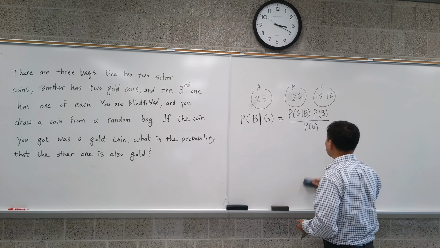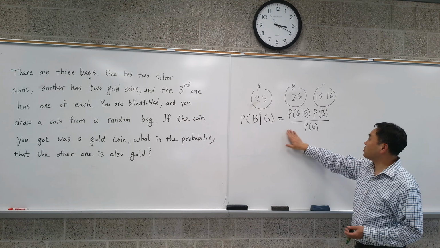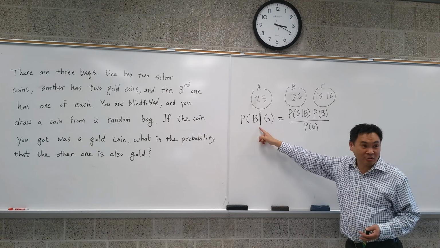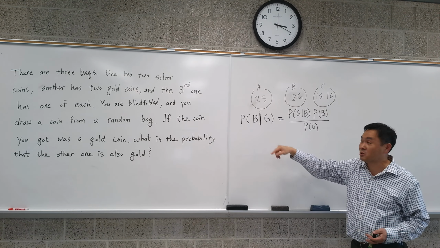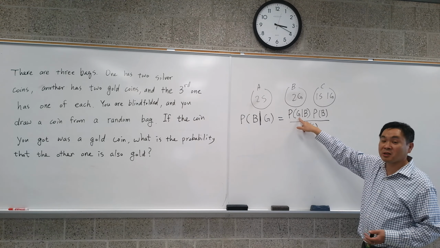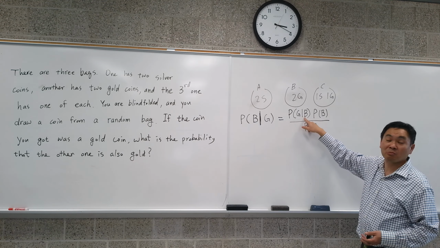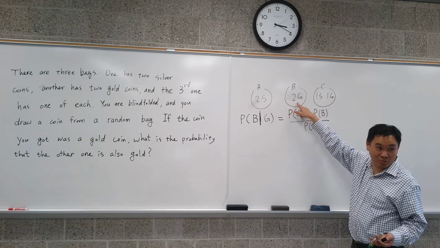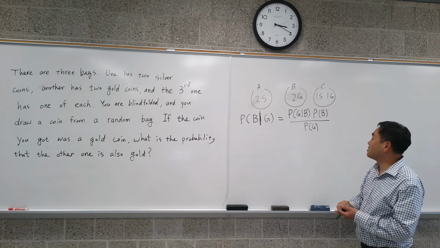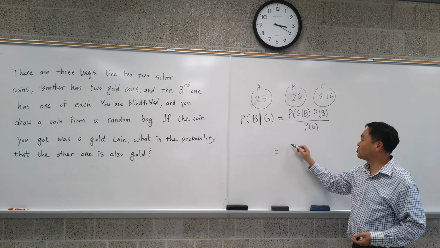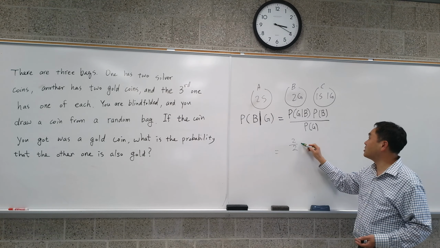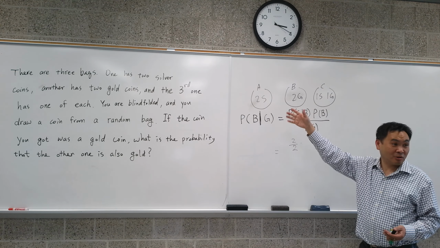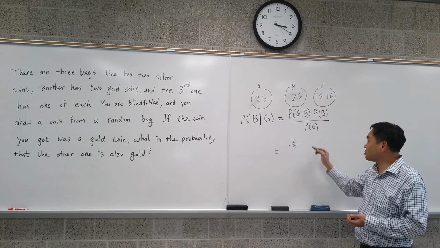Now, once you do this, you realize that P of G under B is much easier to calculate than P of B under G. We're not so sure what this is, that's why we're trying to calculate it. But what's the probability of getting a gold coin if you pick bag B? 2 out of 2. There are 2 gold coins out of 2 coins you can pick. So this one is 2 out of 2, which is just 1. And what's the probability that you're going to choose bag B? There are 3 bags, it's equally likely, so it'll be 1/3, right?